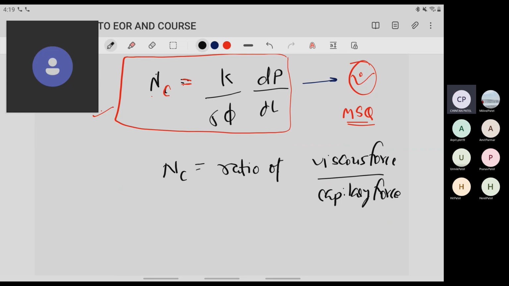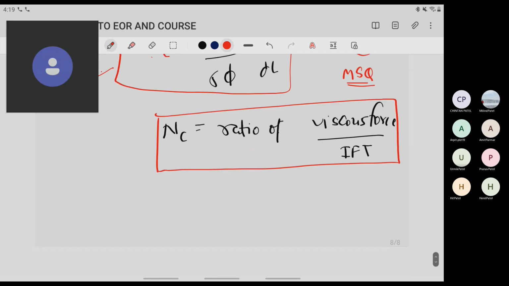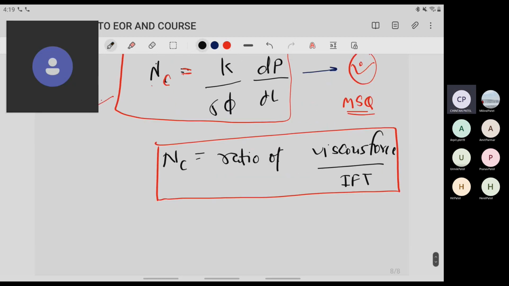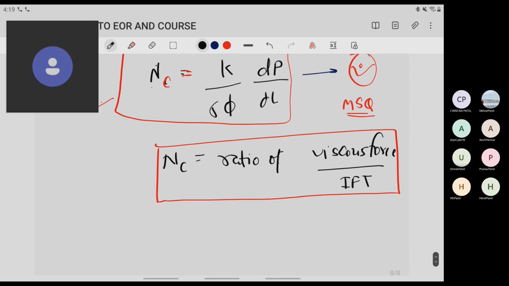No, not a capillary force exactly. You can say surface tension or interfacial tension. Okay. Just tell the definition like this one. The next is, okay, so we are going to derive this.